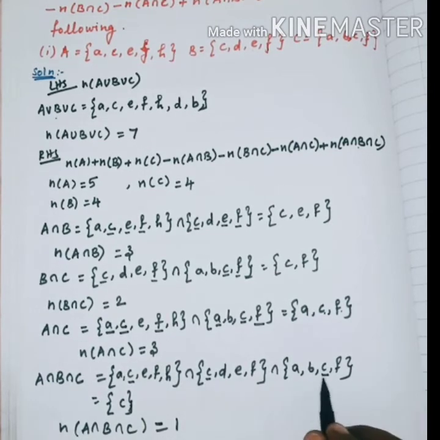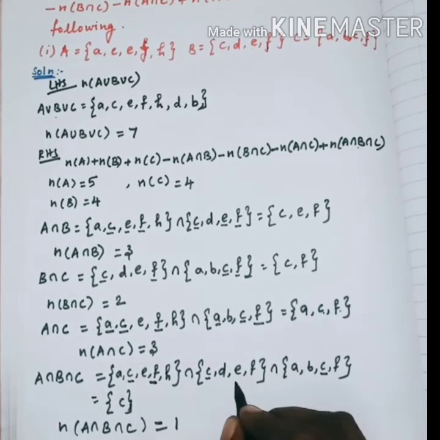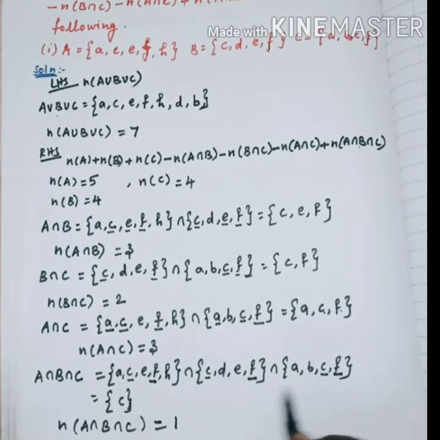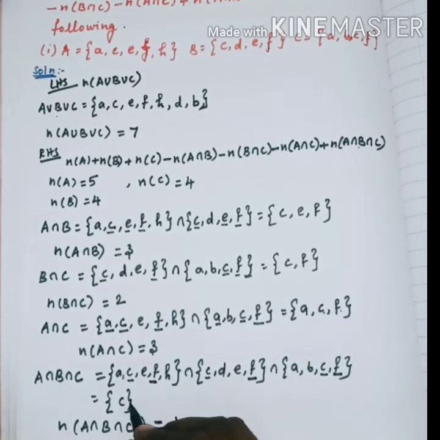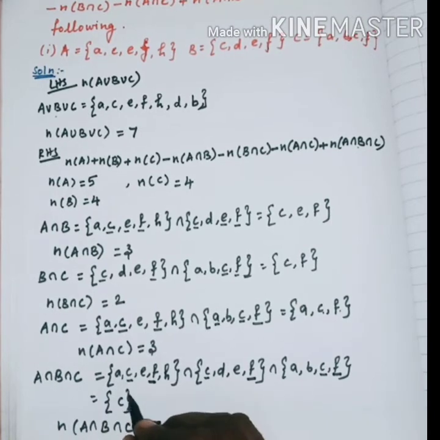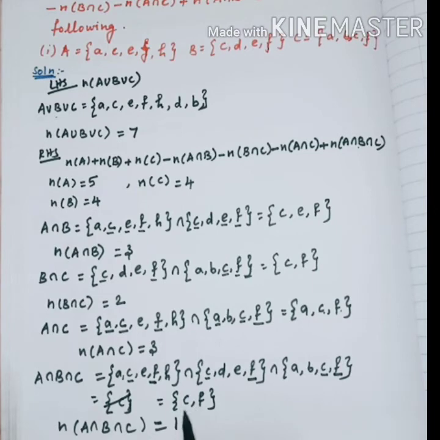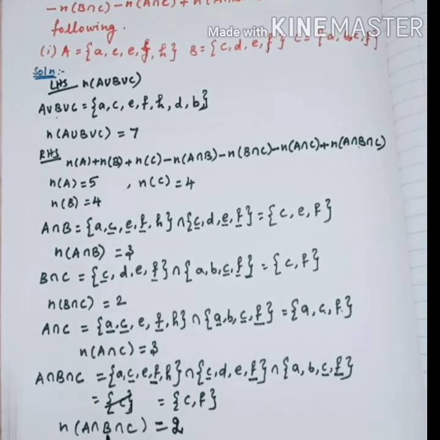C is the common element, and also F is the common element in all the sets. C and F are the common elements in all the sets. Therefore, A intersection B intersection C is equal to C comma F. So there are two elements. How many elements? 1, 2. So n of A intersection B intersection C is equal to 2.